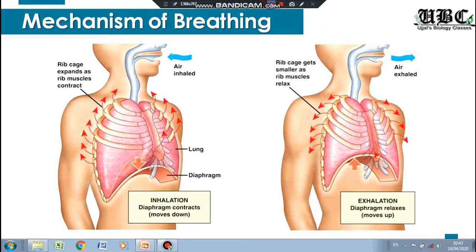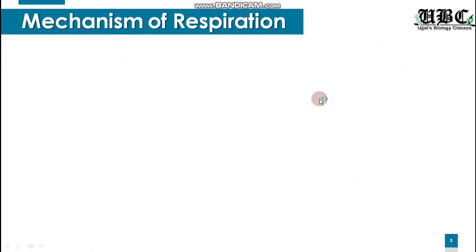So now let us take a look into the next part. Now we will be going into the next slide, that is the mechanism of respiration. In the previous slide, we had discussed the process of inhalation and exhalation, and in inhalation we have come up to the part where air has entered into the alveoli.